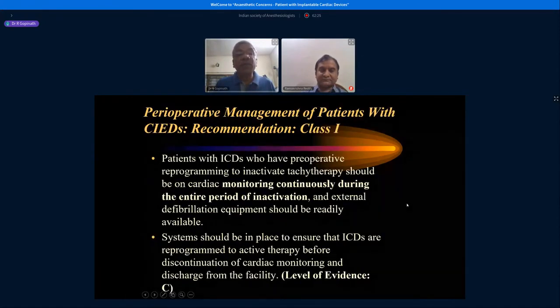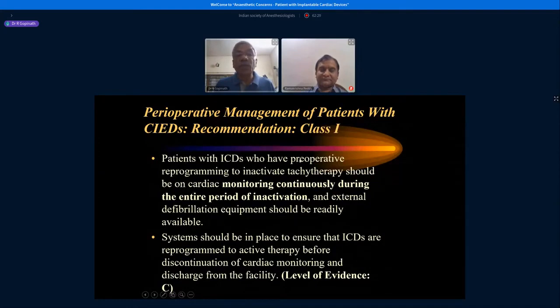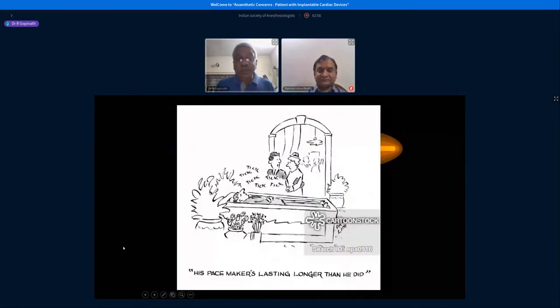So what are the recommendations? The class 1 recommendations for perioperative management are that patients with ICDs who have had preoperative reprogramming to inactivate tachytherapy should be on continuous cardiac monitoring during the entire period of inactivity. It is very important. An external defibrillator should be readily available. A system should be in place to ensure that ICDs are reprogrammed to active therapy before discontinuation of cardiac monitoring and discharge from the facility. This is level C evidence.